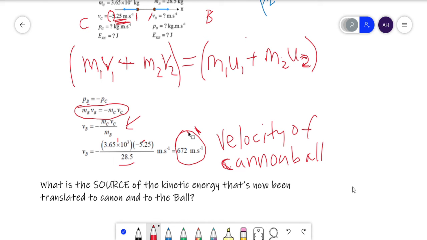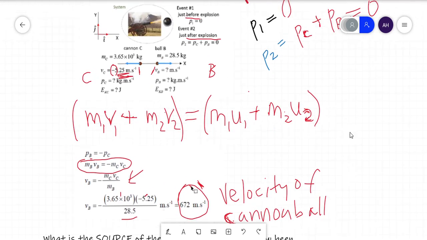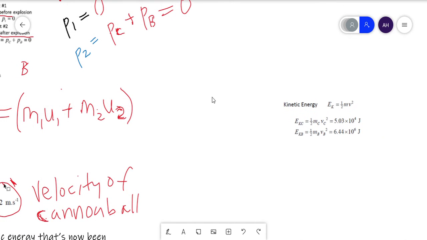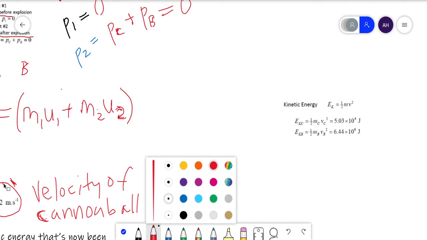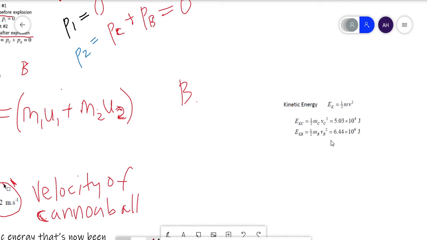Okay, so let's move that up a little bit. What's the source of the kinetic energy that's now? Oh, sorry, no, that's the next part. Hang on a moment. Part B, the kinetic energy of the cannon and the cannonball. Let's go over here for that. So just using straight equations over here. So I've got it for you there. Part B. And it's here solved for you.